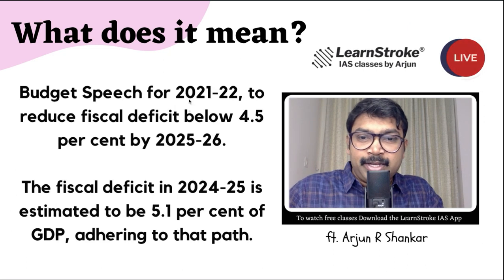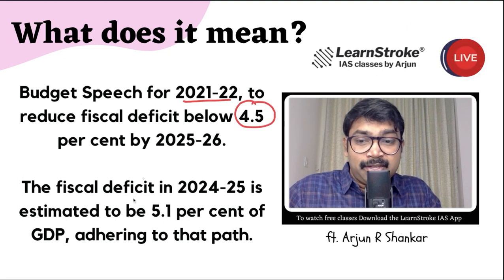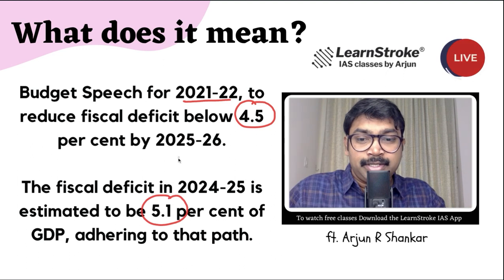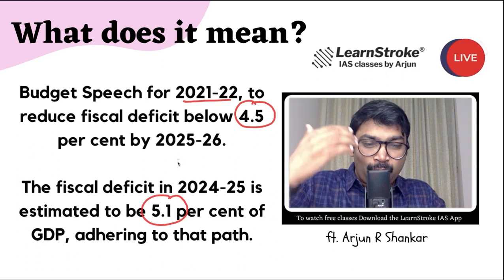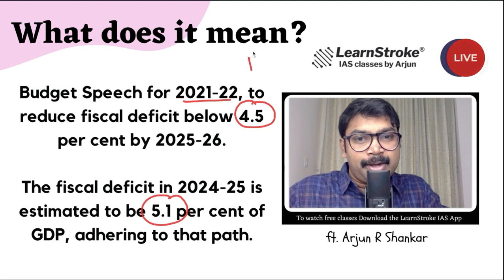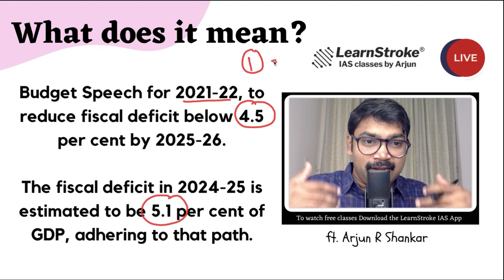In the budget speech of 21-22, the target was to reduce the fiscal deficit below 4.5 by 25-26. And the fiscal deficit in 24-25 is expected to be 5.1% of GDP. So we need to improve also. 5.8, we need to bring it down to 5.1 and even below 4.5. When you reduce the fiscal deficit to 1, definitely there is no deficit at all. We'll be in a very positive situation.